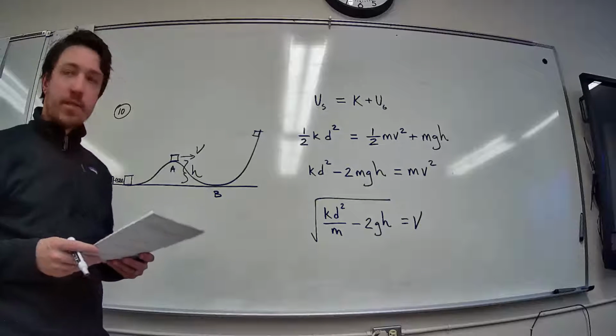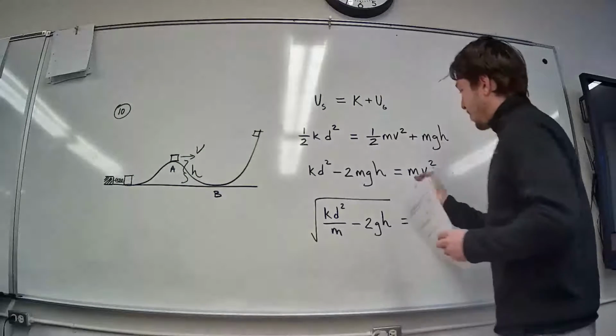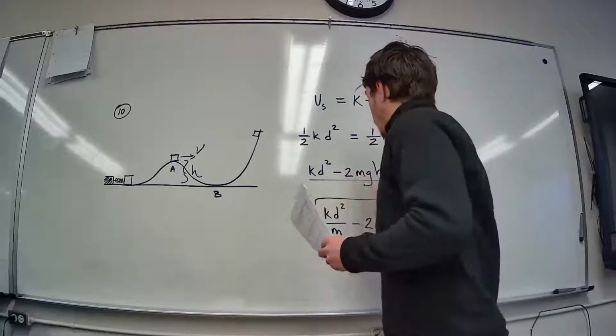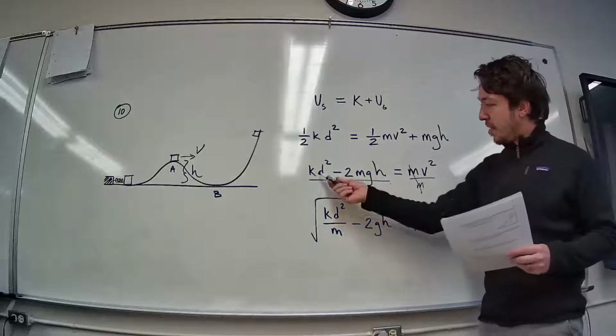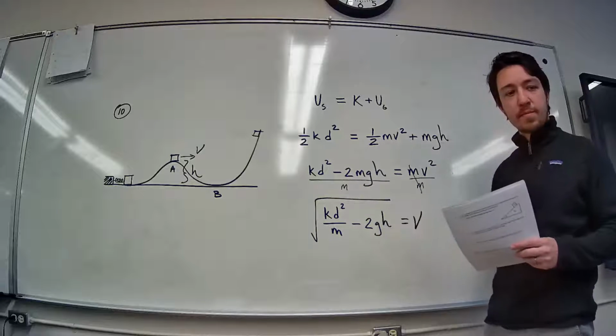I have a question. What did you do there? I divided both sides by m. So this term gets divided by m, and when this one gets divided by m, it just cancels out the m.